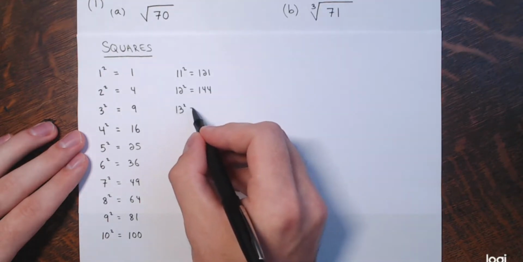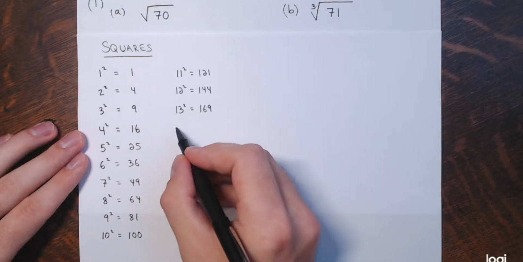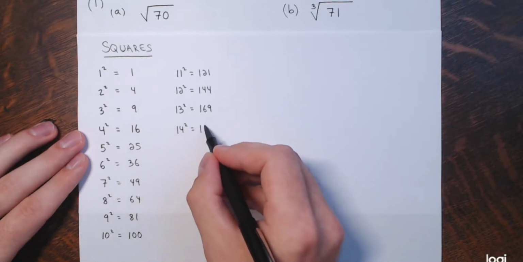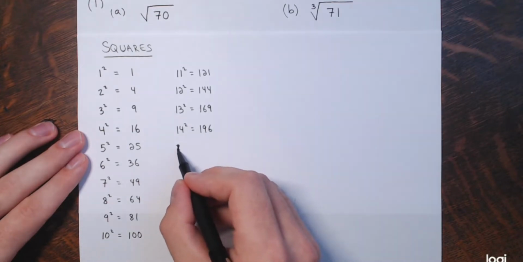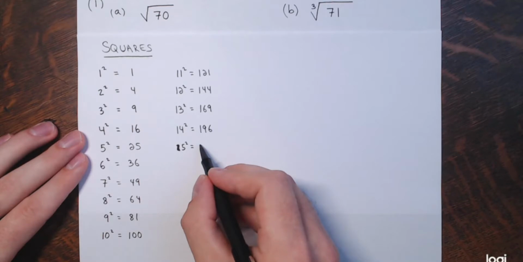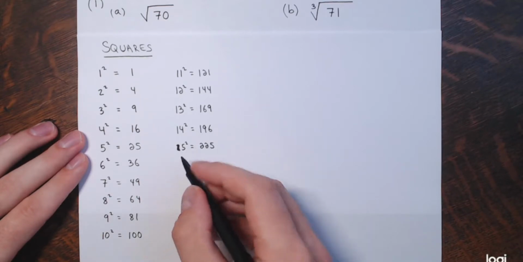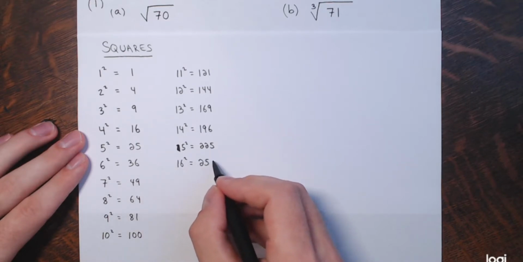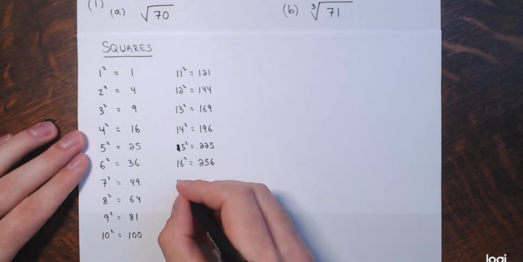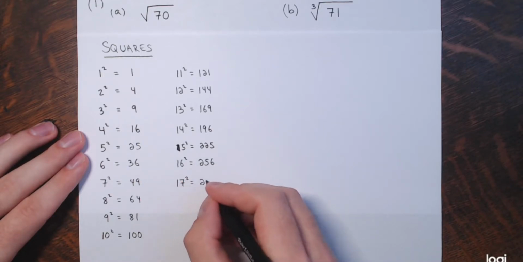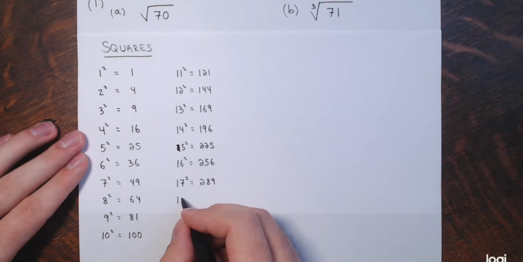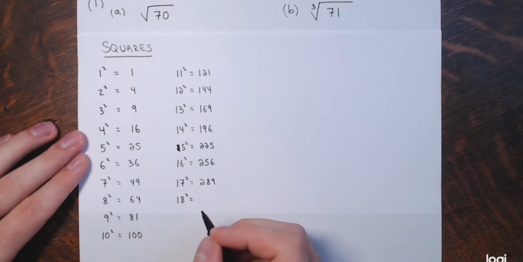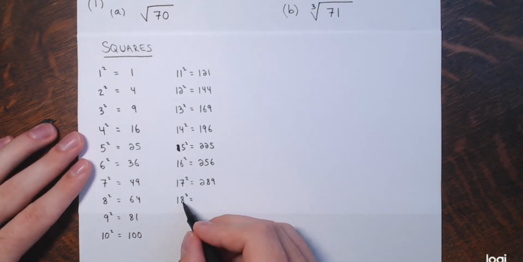The square of 13 is 169. The square of 14 is 196. The square of 15 is 225. The square of 16 is 256. The square of 17 is 289. The square of 18, 18 squared is 324. Right? Yeah, 324.